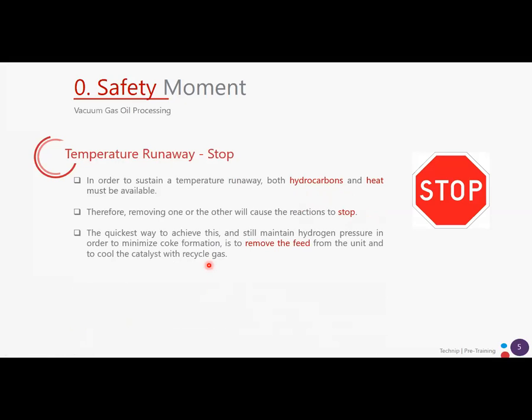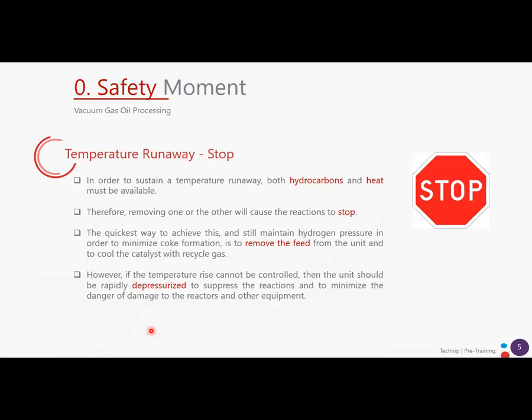The quickest way to achieve this and still maintain hydrogen pressure in order to minimize coke formation is to remove the feed from the unit, okay? And to cool the catalyst with the recycle gas. So you will remove the hydrocarbon, the feed from the unit. However, of course, you will have this very well explained in the operating manual and procedures.